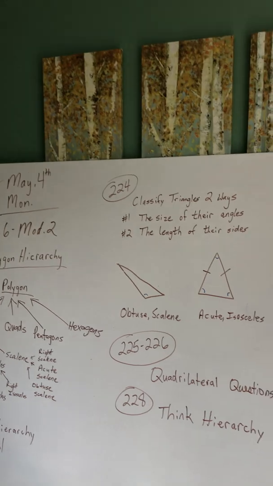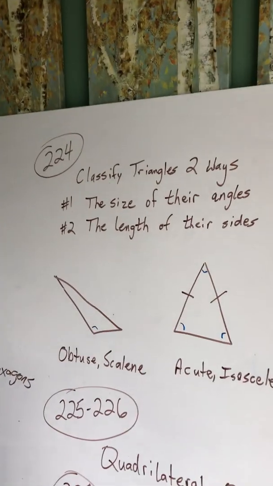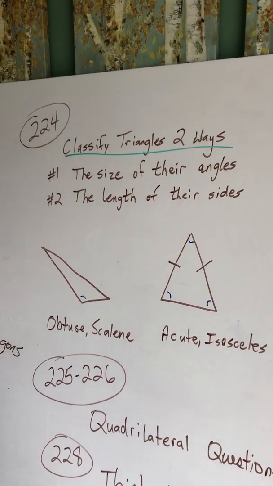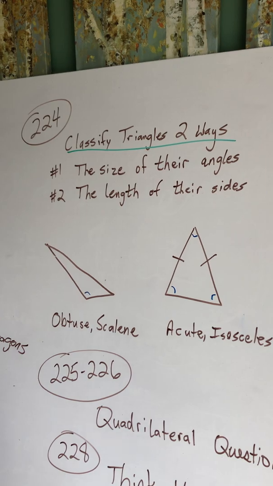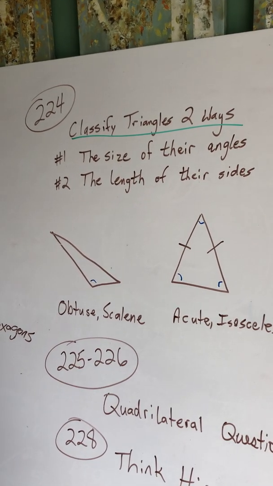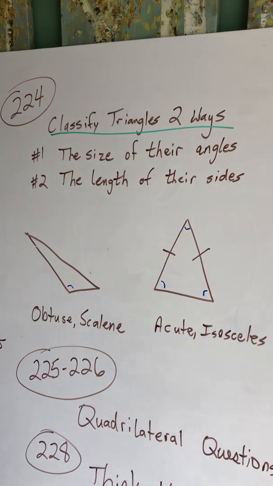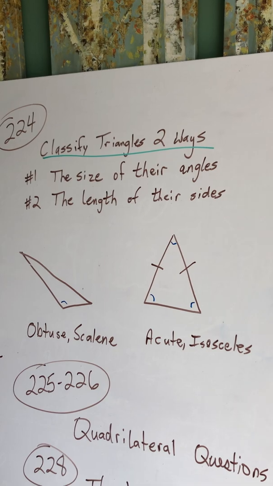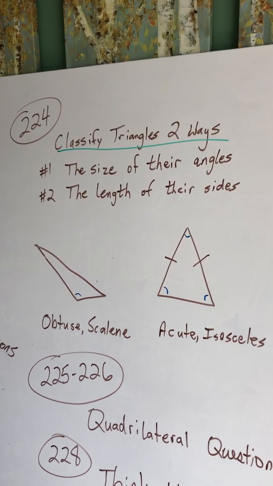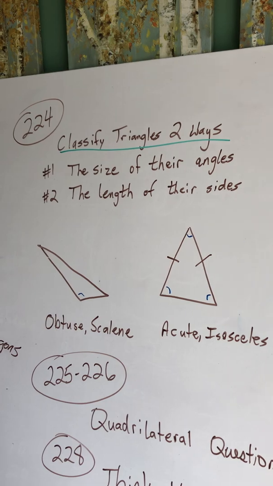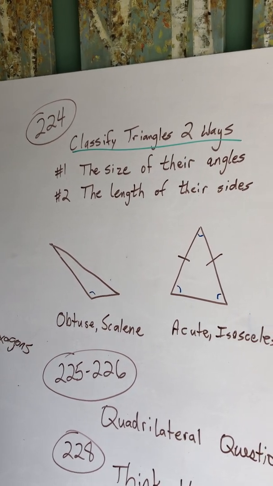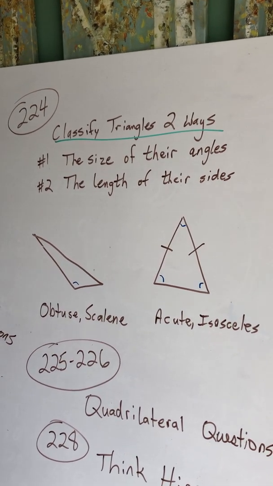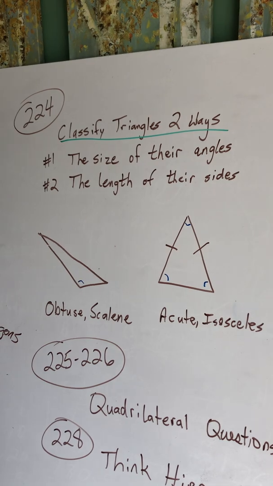So, student book 224, we're classifying triangles two ways, like we just did down here. First of all, the number one way is the size of their angles. Remember, if it has an obtuse angle in it, it's obtuse. If it has a right angle in it, it's a right triangle. If it's all acute, it'll be called, for instance, an acute scalene or an acute isosceles. All the angles are less than 90 degrees.